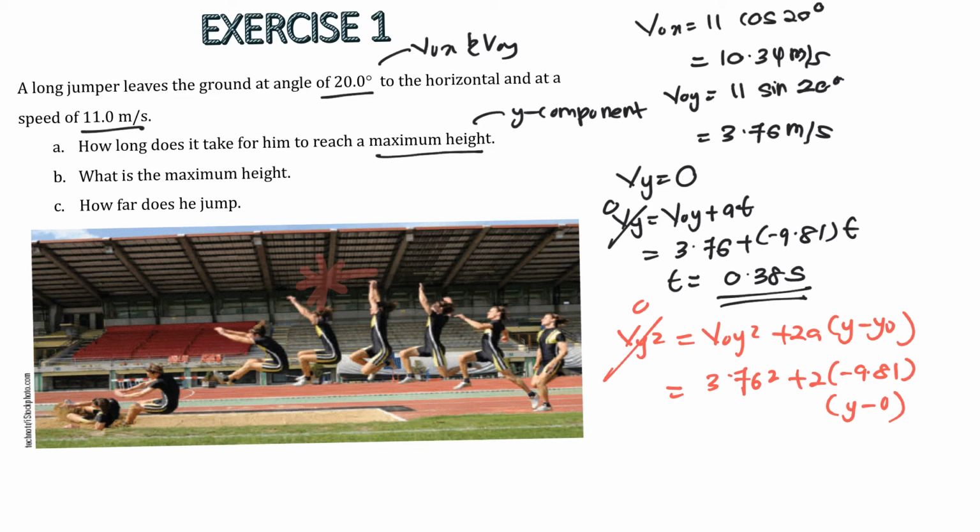So y equals 3.76 square divided by 2 times 9.81, then you get 0.271 meter.